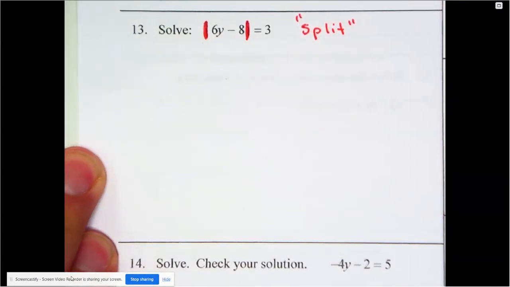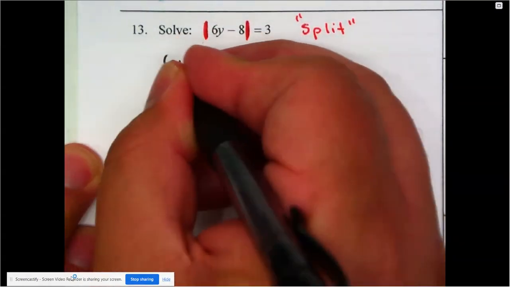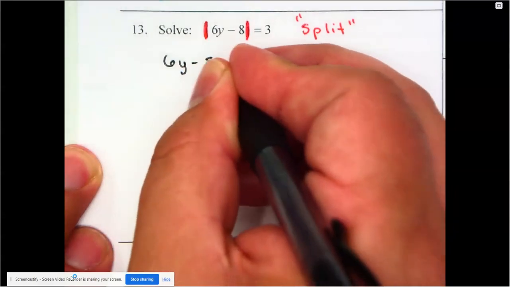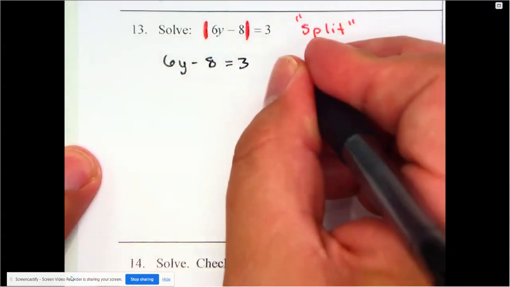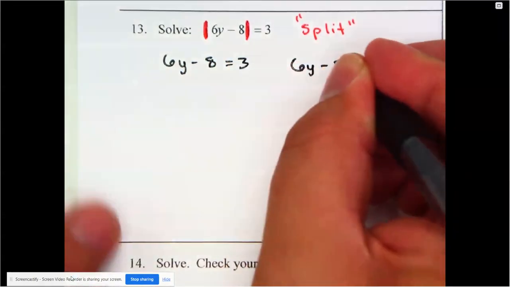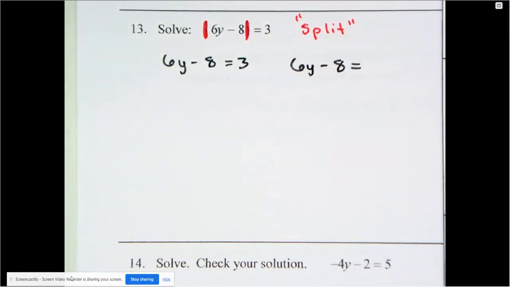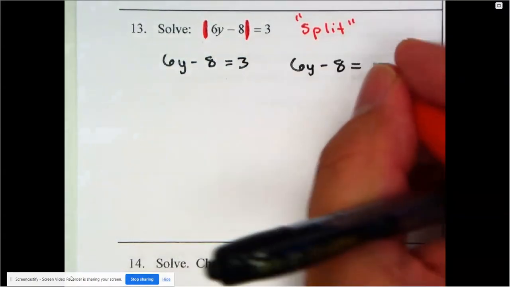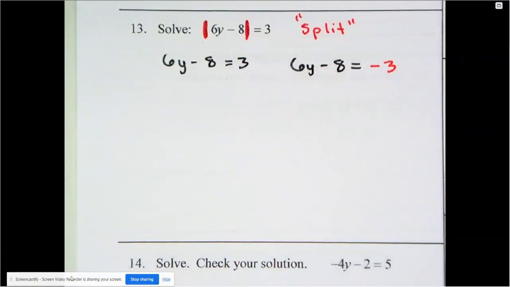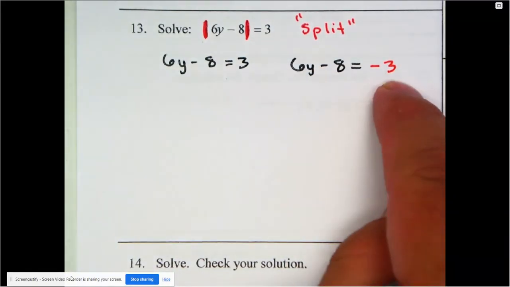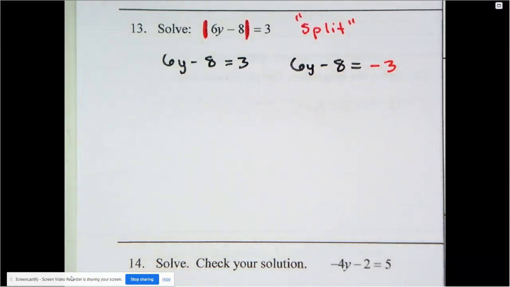The first one, of course, is just 6y minus 8 is equal to 3. The other one is 6y minus 8. But here comes the only thing you have to make different. That positive 3 is now a -3. So these are the two changes we have to talk about here, or the only change we have to talk about. Now, it's just like every other problem we've done.